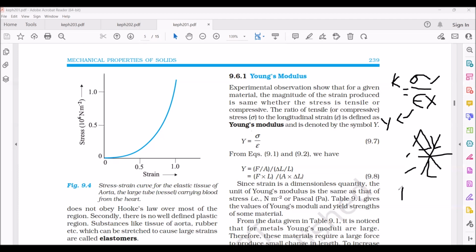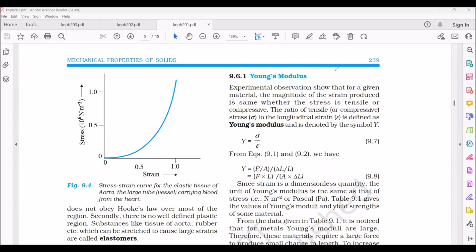Stress is equal to force per unit area. The unit for force is Newton, and the unit for area is meter square. So Newton per meter square is the unit for stress. So that is the unit for modulus of elasticity, and that is the same unit for Young's modulus. Newton per meter square, we also call this a Pascal.